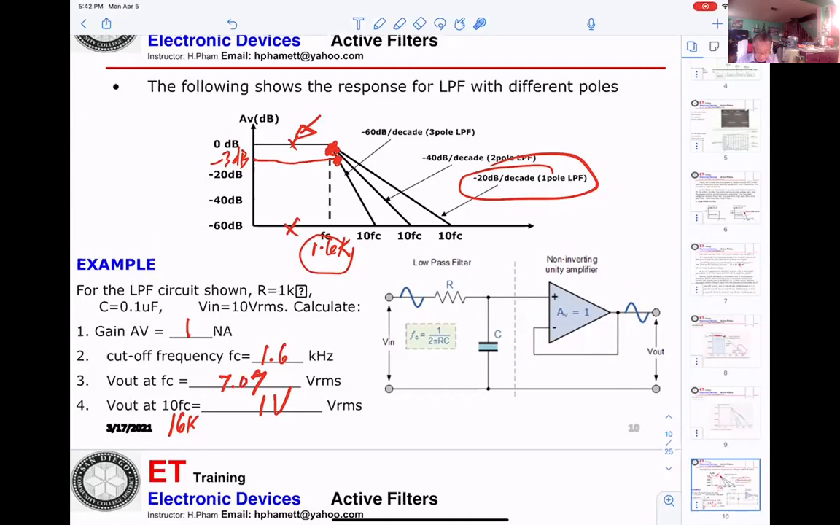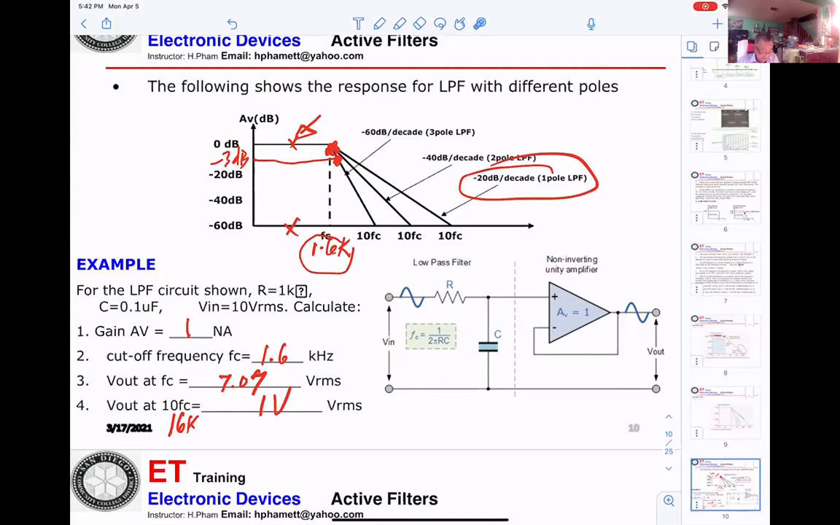In this example, they're using the follower to build the filter. Follower means the output follows the input, so the gain equals 1. Now they're adding R here and C here to make it a low pass filter, and the cutoff frequency is 1 over 2 pi R times C.